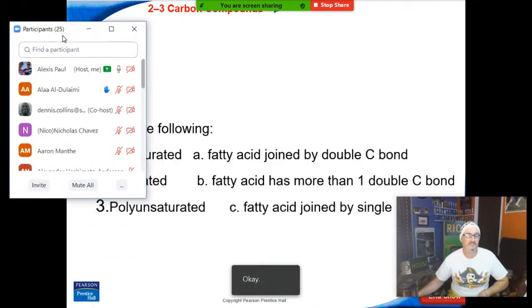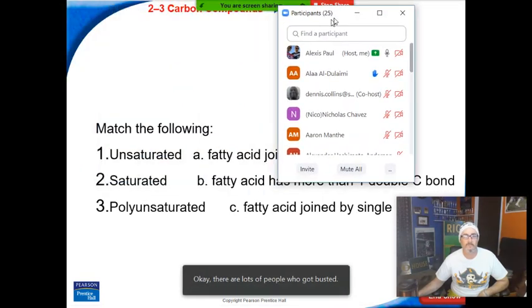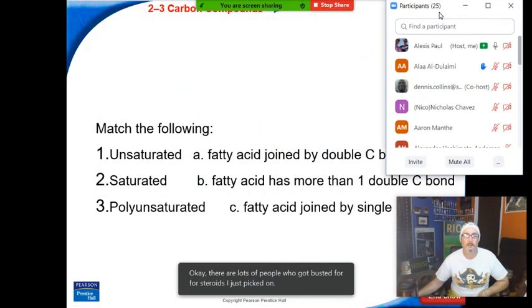Okay, there are lots of people who got busted for steroids. I just pick on Barry Bonds because I don't like the Giants.